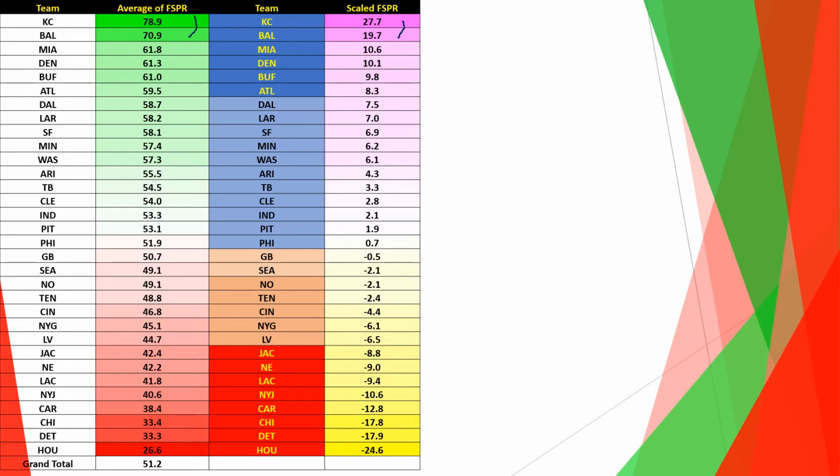So my takeaway would be I would use caution the deeper you go into those poor teams and be a little bit more optimistic about the depth on the better teams. I color-coded the teams. From blue is the best: Kansas City, Baltimore, Miami, Denver, Buffalo, and Atlanta.